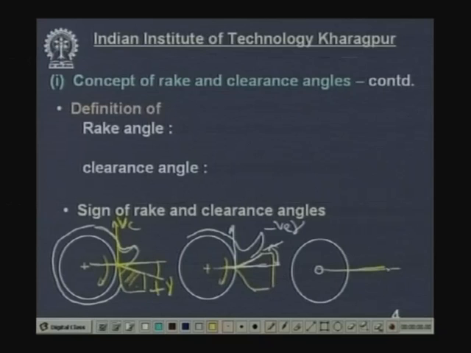If the cutting tool is taken in this form and the chip comes out like this, then this is the velocity vector, this is the reference plane and this is the rake surface of the tool. So, the rake surface of the tool and reference plane are aligned. So, there is no gap, no angle, this is called 0 rake. So, gamma is equal to 0.